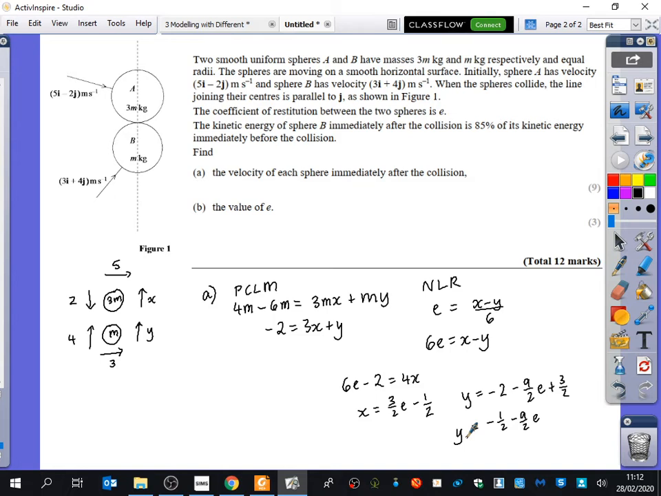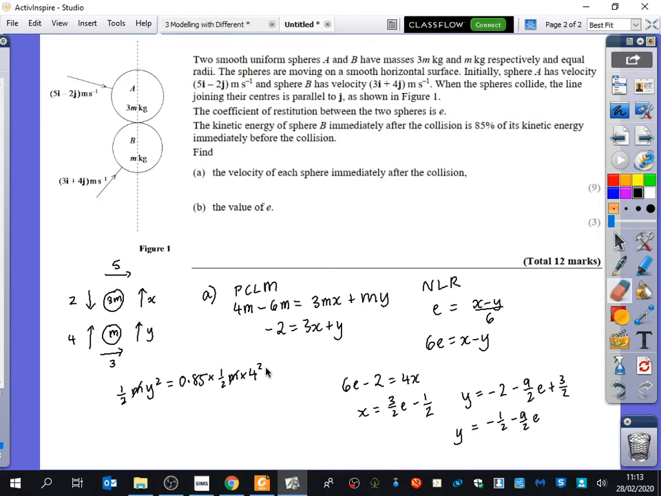So at this stage, if we want to say that the kinetic energy has been lost, the kinetic energy of sphere B is 85% after as it is before. So which one's B? This one down here. So that must mean that a half m y squared is 85% of a half m times 4 squared. So yeah, you're right, we probably didn't need to do this at all. You have to use the total speed. You have to use the 5 and the 3 as well, don't you?